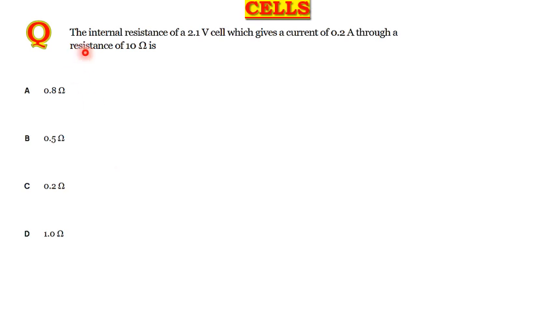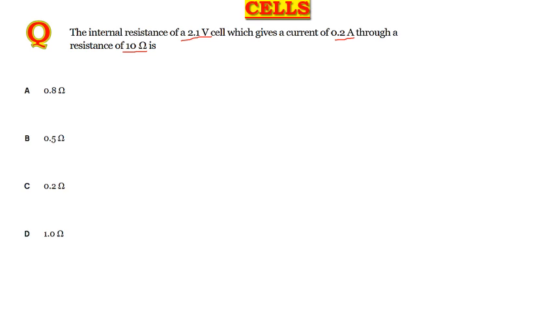Okay. Now the next topic of current electricity here is cells. In the first question, the internal resistance of a 2.1 volt cell, which gives a current of 0.2 ampere through a resistance of 10 ohm. So what they have given is a 2.1 volt potential. It produces a current of 0.2 ampere when it passes through the resistance of 10 ohm.